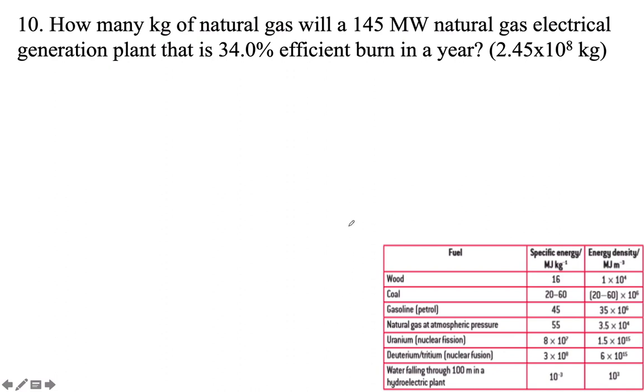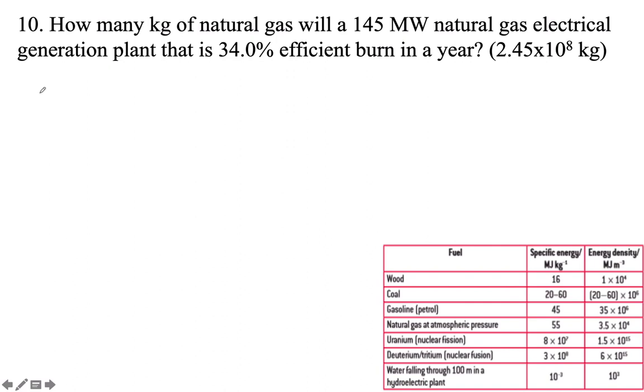How many kilograms of natural gas will a 145 megawatt natural gas electrical generation plant that is 34% efficient burn in a year? Oh dear. And that's a small one. Okay, so let's see. We're going to have to figure out the input energy for a year.